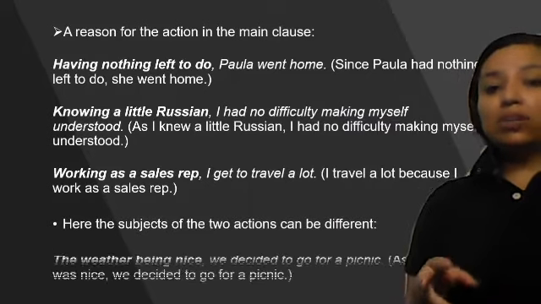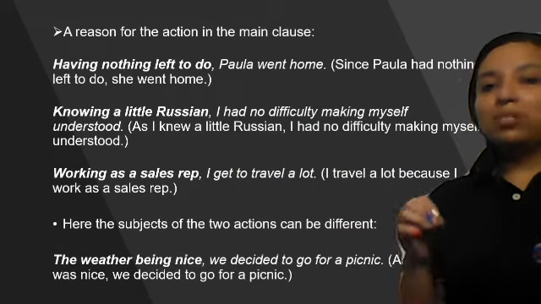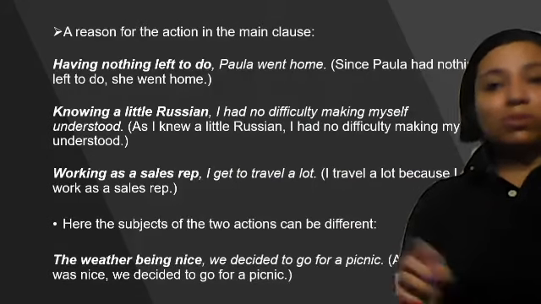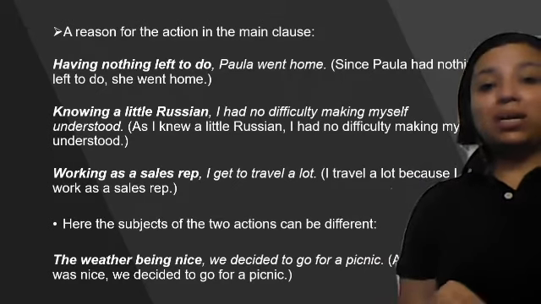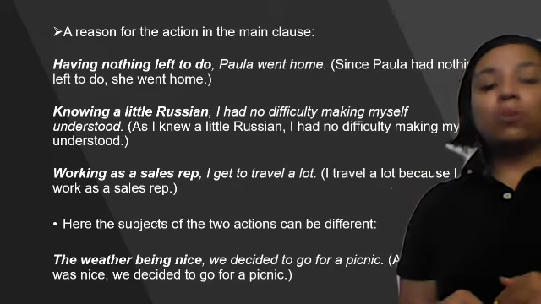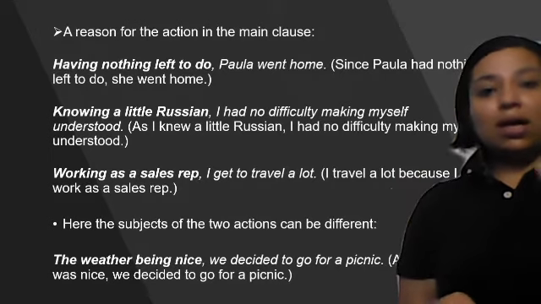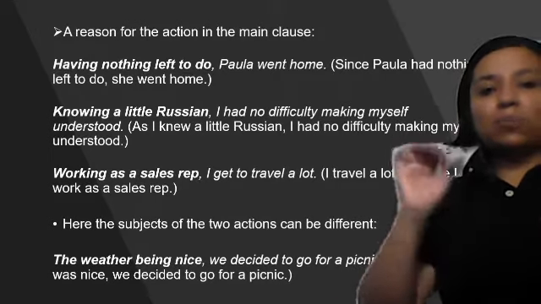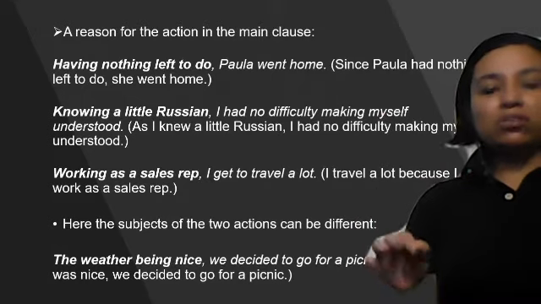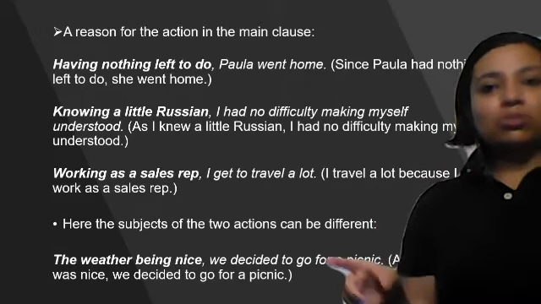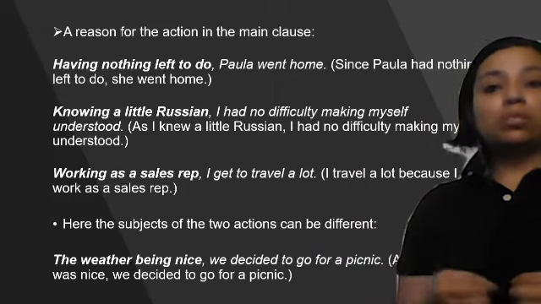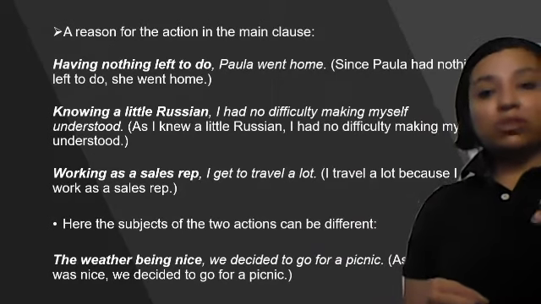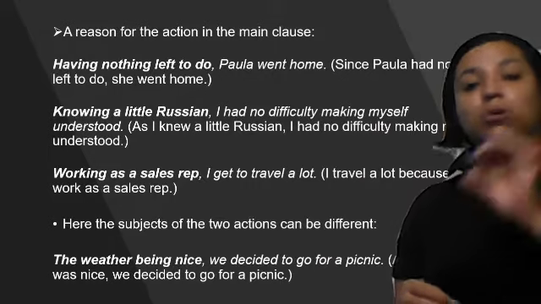And in here, the subjects of the two actions can be different. Remember the rule? They have to be the same. In this case, they can be different. The weather being nice, we decided to go for a picnic. The weather is one subject, and we decided to go for a picnic is another subject. Different actions, but they are related. That's why we're using participle clauses. Remember, this is the first part, the present participle clause.